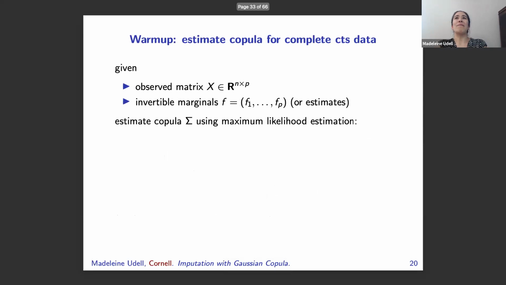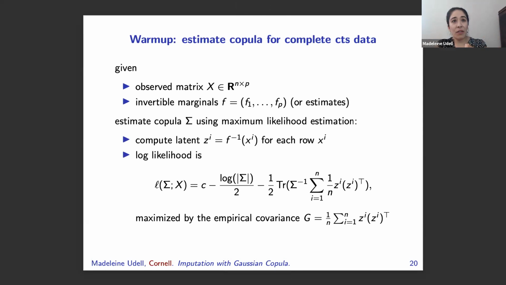Great. How do you estimate the copula? For complete continuous data, this is really easy. You can estimate the copula using maximum likelihood estimation. First thing you do is you compute the latent Gaussian variable for every row.